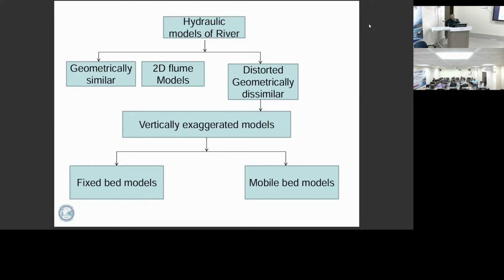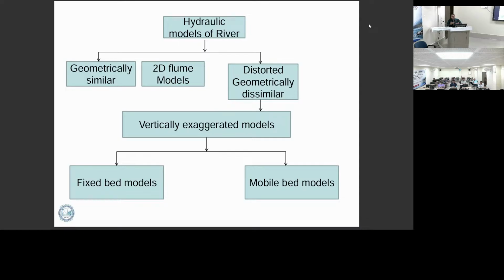Your depth becomes 1 centimeter or below that also. Then whether it replicates the prototype? Because in the prototype a lot of turbulence is there, that is not generated here in the model. That's why we distort things, meaning the vertical scale is lesser than the horizontal scale. Say 500 is the horizontal, vertical scale will be 70, for example. So then you will get sufficient depth.